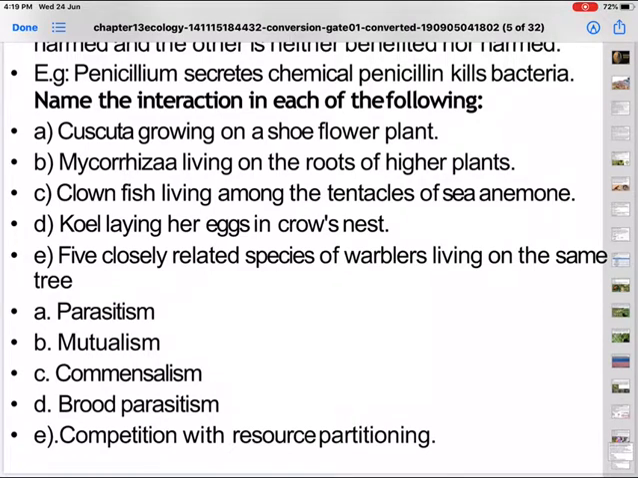And then the five closely related species, of course, it's competition with resource partitioning. Resources are the same, heavy competition, five warblers fighting for the same. Hence, I hope you understood all.